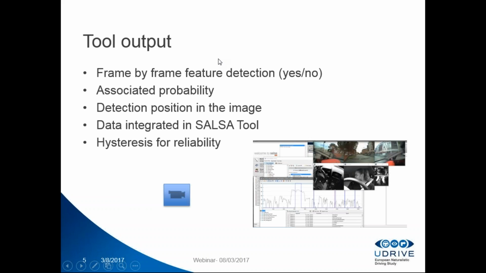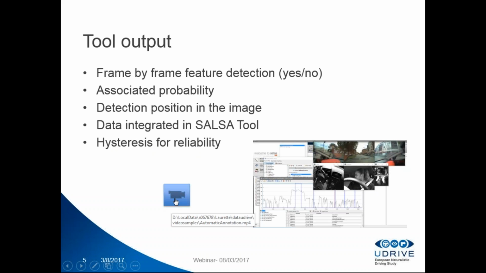So what comes out of the tool? It's a frame-by-frame feature detection, so for each image the algorithm says whether the driver was texting, yes or no. And with that detection we have a probability associated. We also have access to the position of the phone in the image, and all that was integrated into the Salsa tool that Oliver showed you. And what we added was a hysteresis for reliability enhancement.